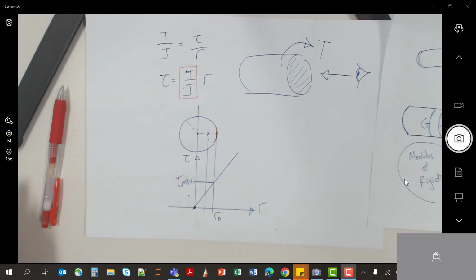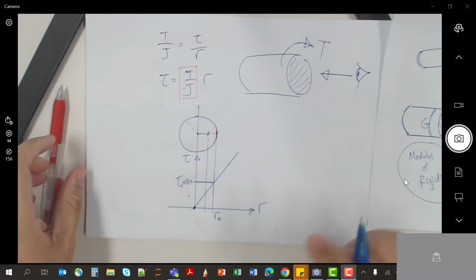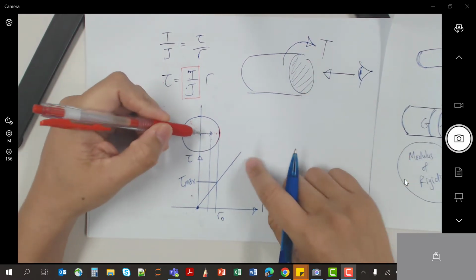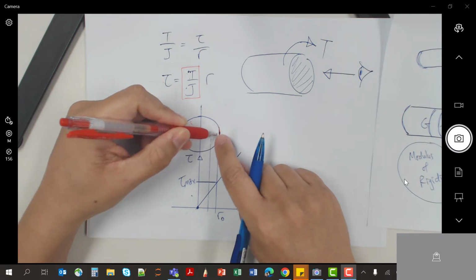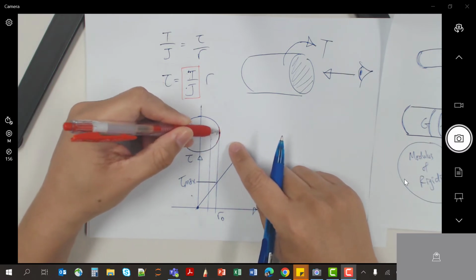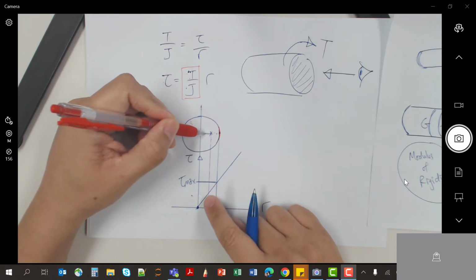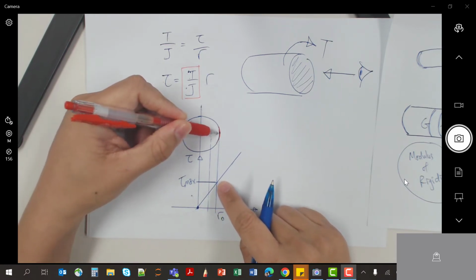Carry on from where I left off just now. I was saying, as you look at the cross section of the rod, as you look from the center and proceed towards the edge of the rod, the shear stress at different locations along the radius is going to increase.